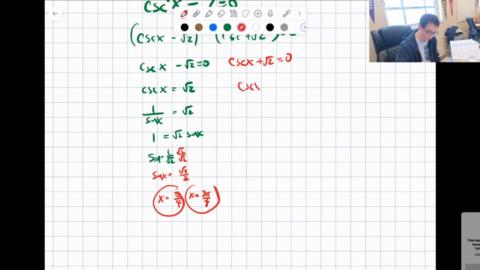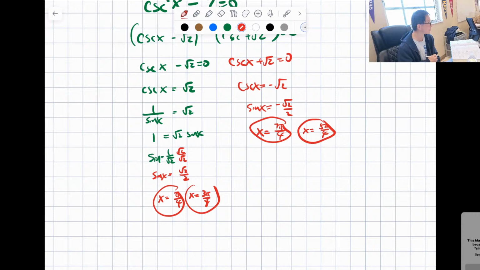So CSC of x equals negative root 2. And that's going to be sine of x eventually equal to negative root 2 over 2. And that's x equals 7 pi over 4, and x equals 5 pi over 4. So you get 4 answers, regardless.